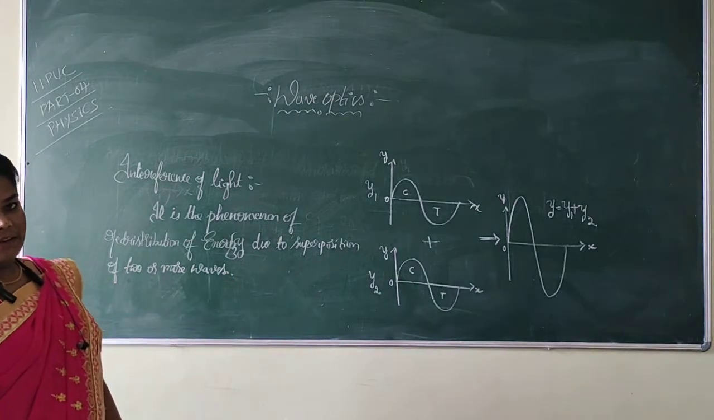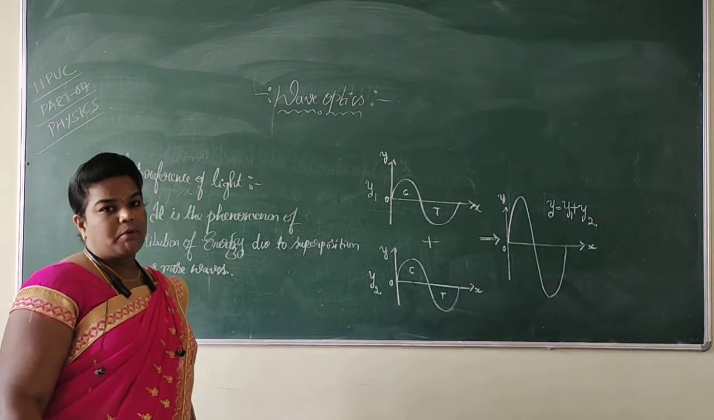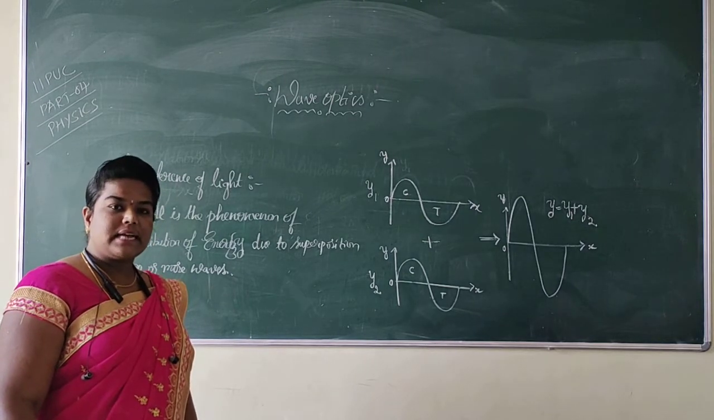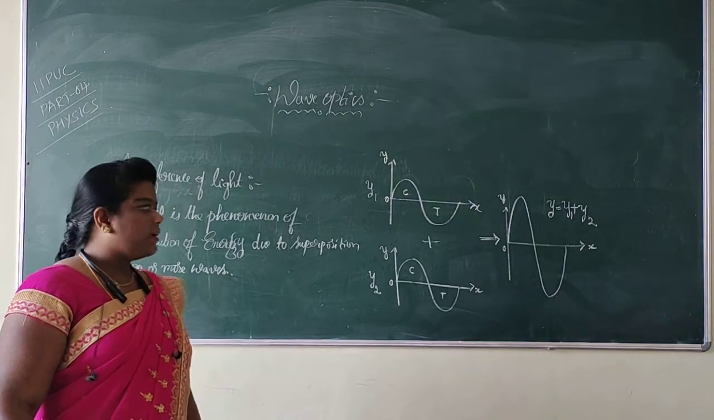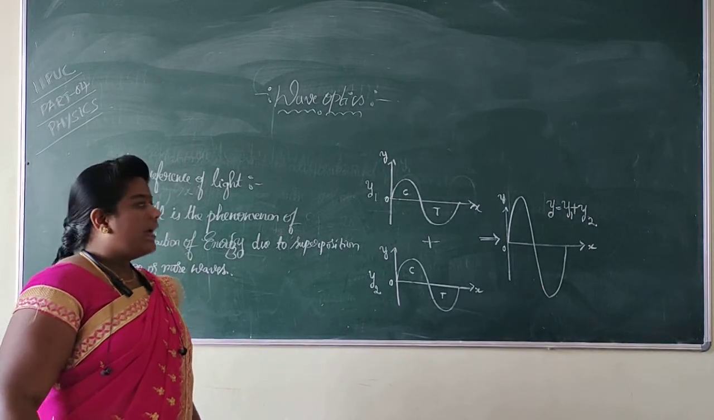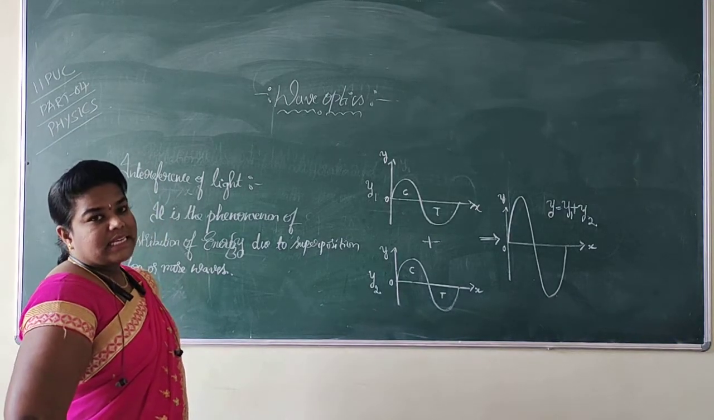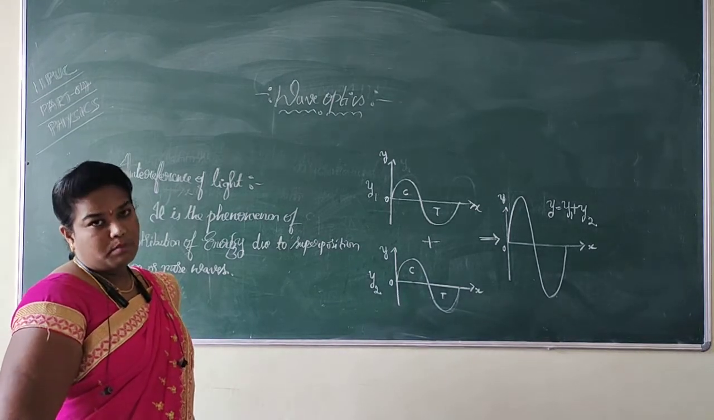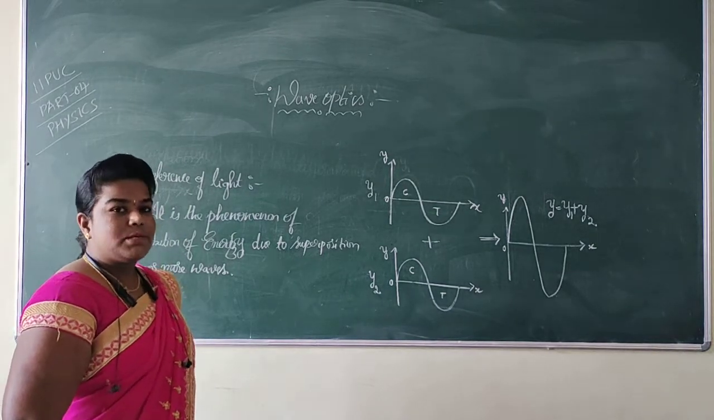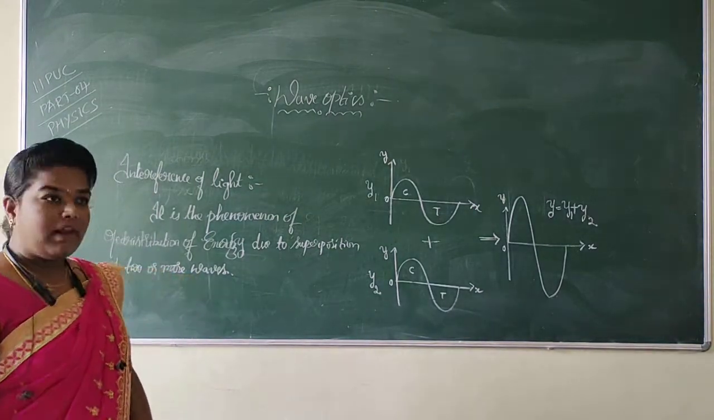This interference pattern exactly gives you the wave-like nature of light. Reflection and refraction also deal with the wave-like nature of light, but this concept deals with the superposition of two or more light waves, in which this pattern shows how light behaves as a wave.